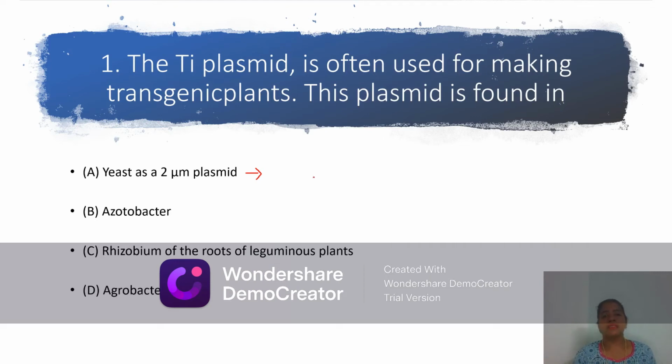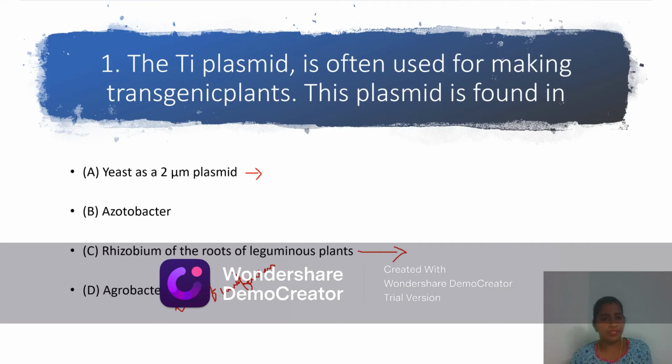Okay, actually this is a yeast which has a 2 micrometer plasmid, but we cannot use it in transgenic plants. Fine. Acetobacter, you know, is a nitrogen fixing bacteria. Rhizobium is also a bacteria found in the leguminous plants for fixing nitrogen. So what is it? It is a soil bacterium, Agrobacterium tumefaciens, right? Agrobacterium tumefaciens is the right answer.